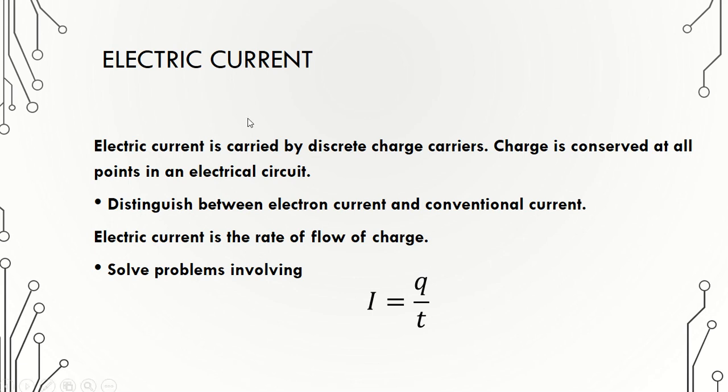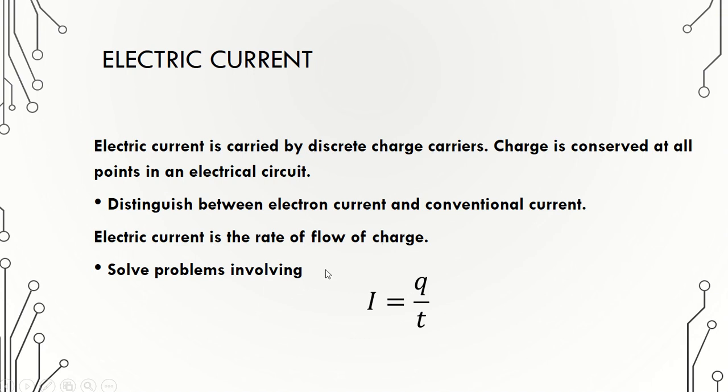In this video we're going to be looking at electric current. Now, electric current is carried by discrete charge carriers. Charge is conserved at all points in an electrical circuit. You need to be able to distinguish between electron current and conventional current. You need to be able to define electric current as the rate of flow of charge.